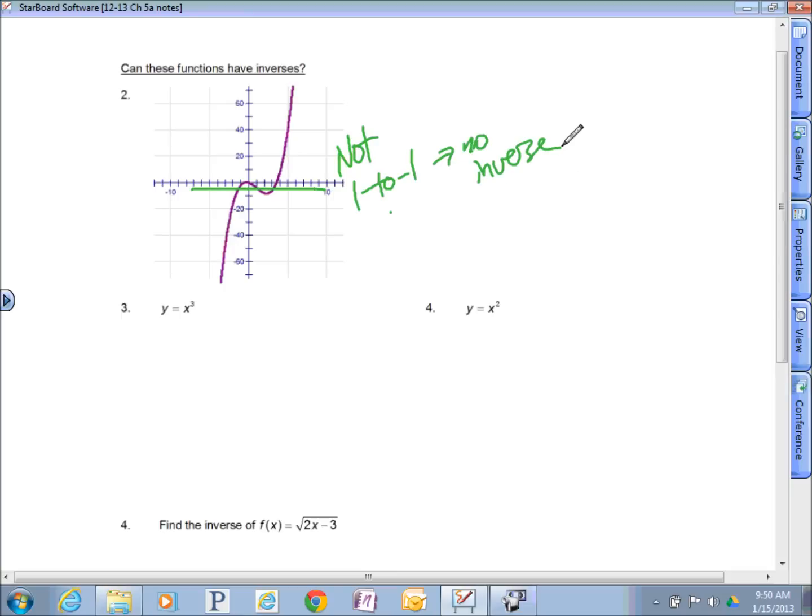Y equals x cubed. Well, let's see. There's a couple things. If I knew what the graph looked like, which I do, y equals x cubed would have to look something like this, that S curve that we like to refer to. This is definitely one-to-one. So this will have an inverse. So we've got a yes on inverse here.